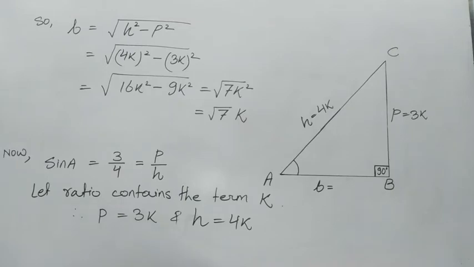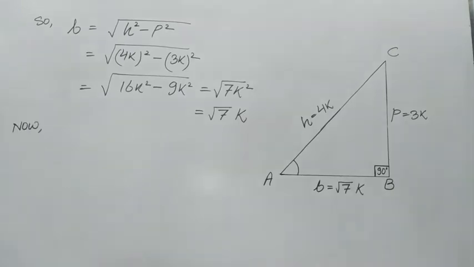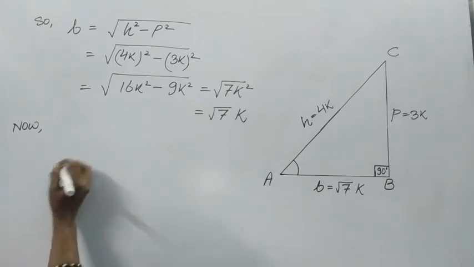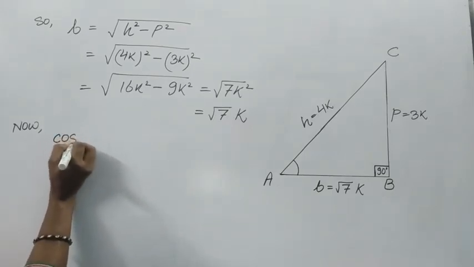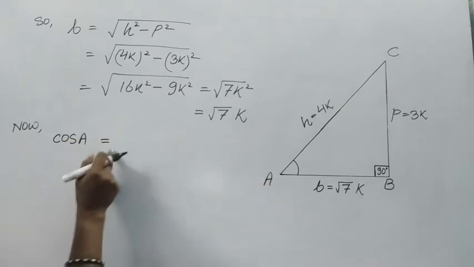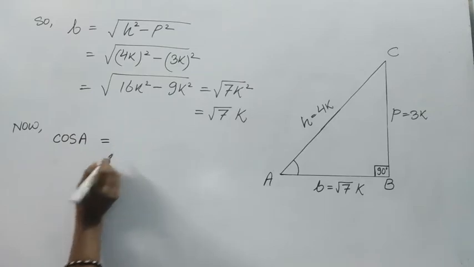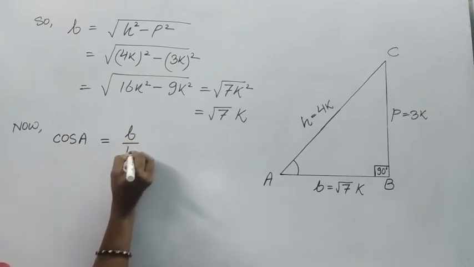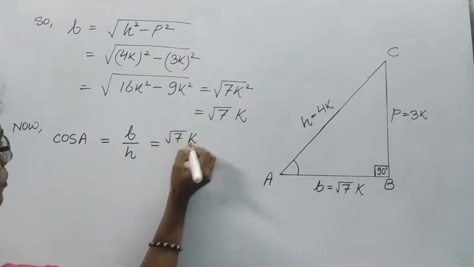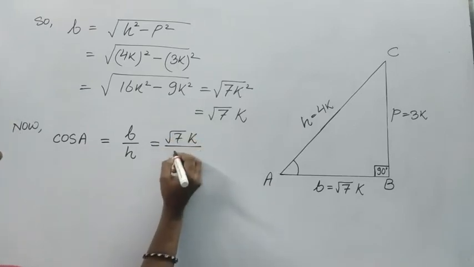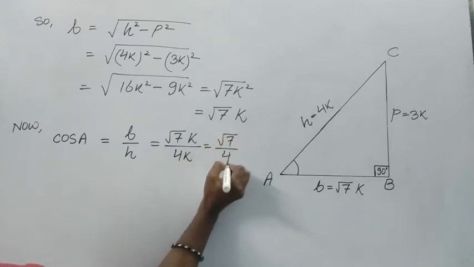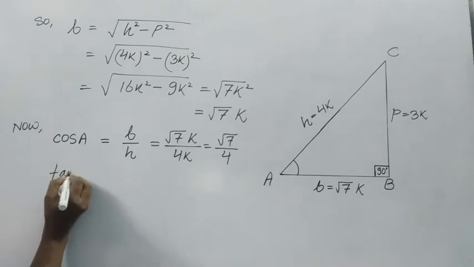Now we are going to find out the ratio. Since we want to find out according to the question cos A and tan A, so cos of angle A is equal to, according to the formula, cos A, the ratio cos is written as base by hypotenuse, and the base is square root 7 into k. Hypotenuse is 4k, cancel k, so we get root 7 by 4.